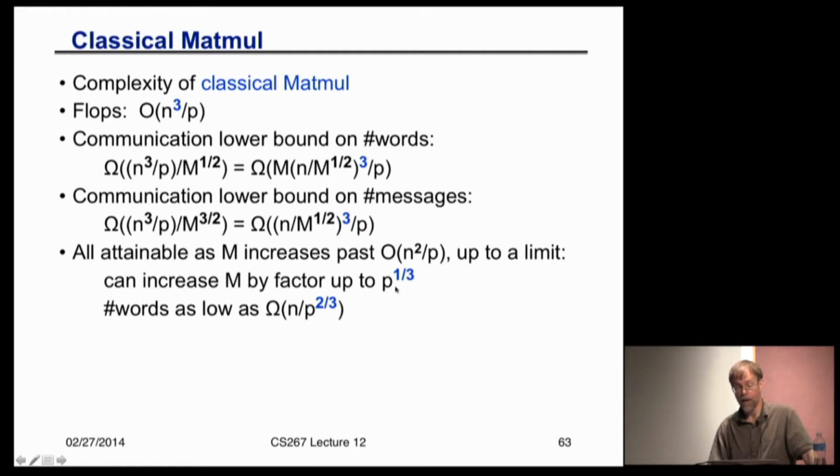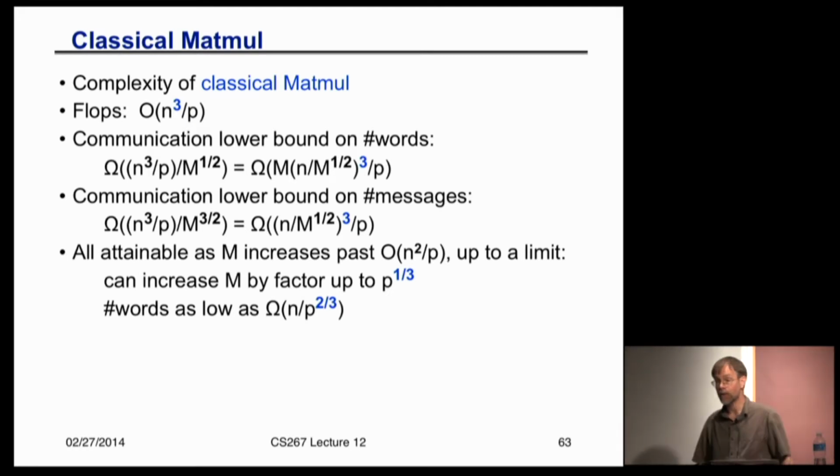I can go up to p to the 1/3 copies of all the data. So I can store not n squared over p, but a factor of p to the 1/3 times larger. And then you hit a global lower bound. When you get that far, my communication drops all the way to n squared over p to the 2/3.